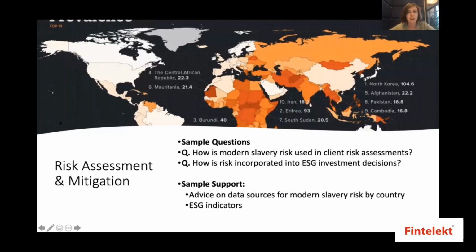So just to reiterate this, the assessment is really designed to span across all banking operations. It's not just your retail or your commercial or your investment. And then in terms of the recommendations we can give in this space, we can certainly support with advising on data sources that can help make smarter risk assessment methodologies. And we have sets of ESG indicators, this kind of thing, to further assist with your risk assessments.